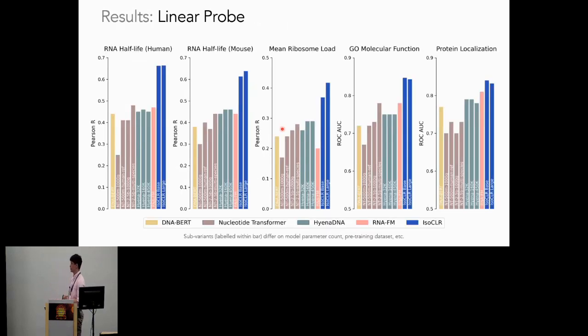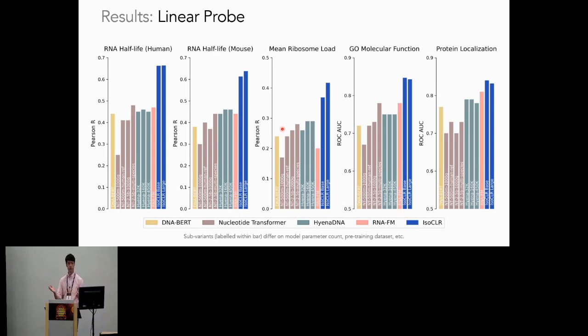Okay, so here we're showing the results of our model in the linear probing context. Each of these plots represents one of the property prediction tasks we're modeling. For the regression task, we've shown the Pearson correlation, and for the classification task, we've shown the area under the receiver operator curve. So we've classified each of these performance results based on models. So IsoCLR is shown in blue.